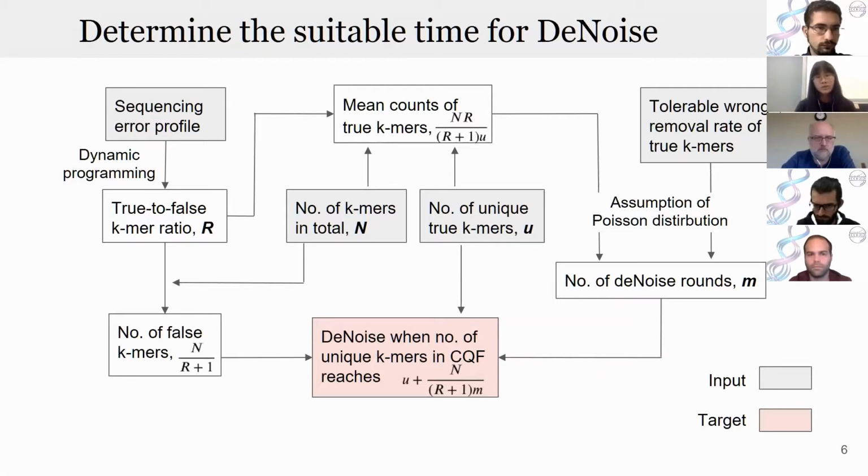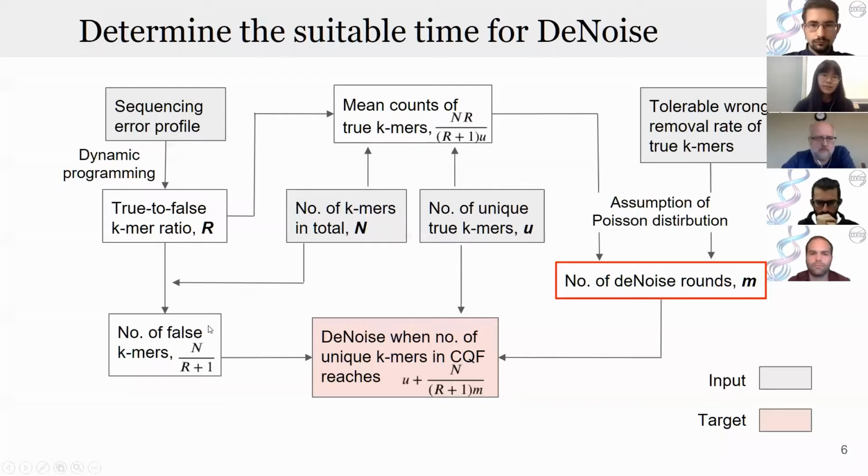How we determine the suitable time for denoise is demonstrated in this flowchart. Given the sequence scenario profile, we can estimate the true to false k-mer ratio by dynamic programming. And then based on true to false k-mer ratio, number of k-mers in total, and number of unique true k-mers, we can compute the mean counts of true k-mers. By assuming that the counts of true k-mer follow a Poisson distribution, we can estimate the number of denoise rounds n such that the probability for a true k-mer to occur n or fewer times is less than the tolerable round removal rate of true k-mers.